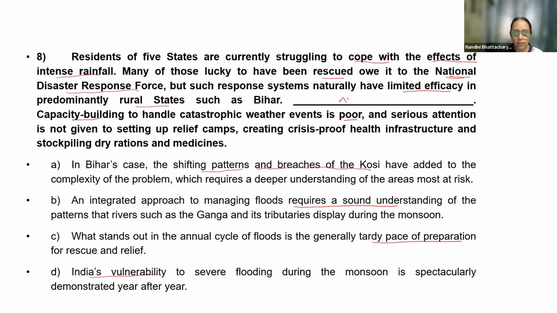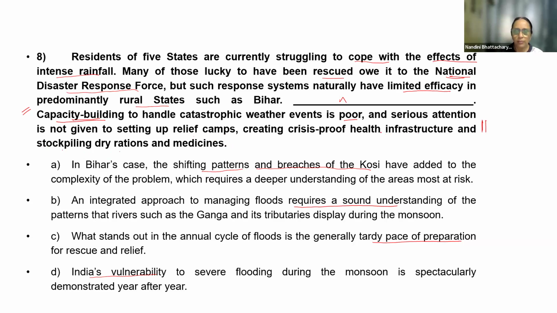Then we have something missing here. And then it says capacity building to handle catastrophic weather events is poor. Capacity building, that is the amount of force that we require to handle such situations, is not adequate, if we paraphrase it. And serious attention is not given to setting up of relief camps, creating crisis-proof health infrastructure, and stockpiling dry rations and medicines. So what does this mean? That preparations for all these are not enough.